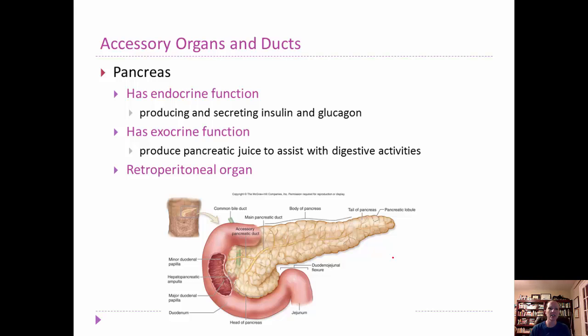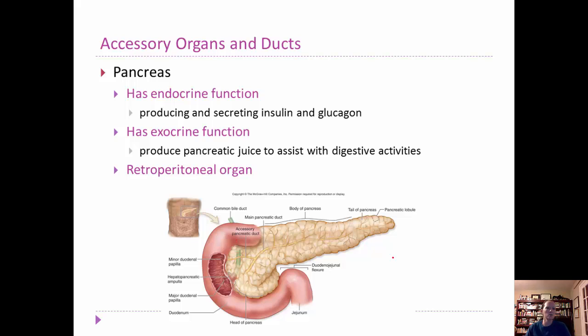All right, so the other accessory organ that we're going to talk about is the pancreas. And as you can see, here is the picture of the pancreas down here and where it lies. So it gives you an idea of where the duodenum is, and of course the stomach is going to be attached right here, and then there's that pancreas.